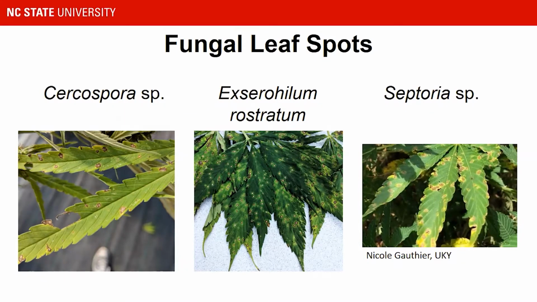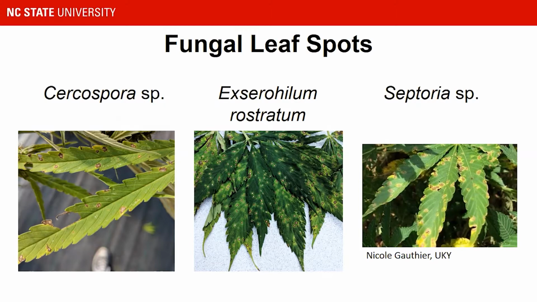So Cercospora leaf spot is commonly referred to as frog eye leaf spot because it has a darkened margin and a light center within the lesion, and that gives it that characteristic frog's eye look. One that's more local to North Carolina is called Exserohilum rostratum. It's a different leaf spot caused by a different pathogen.